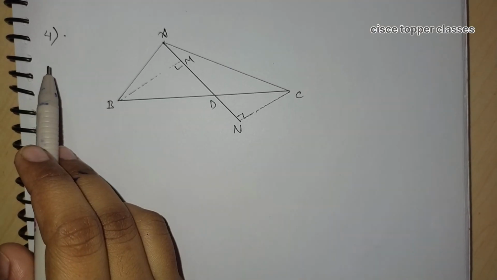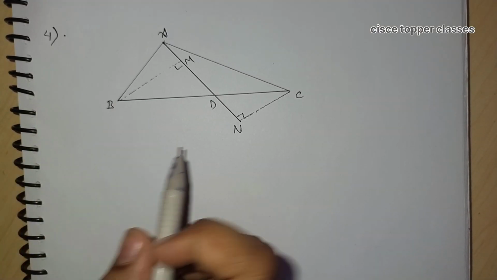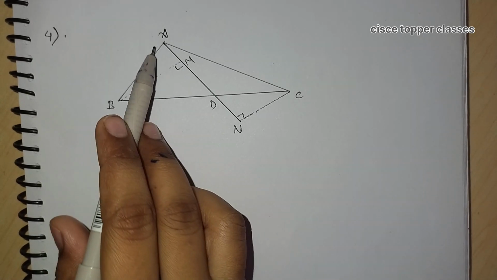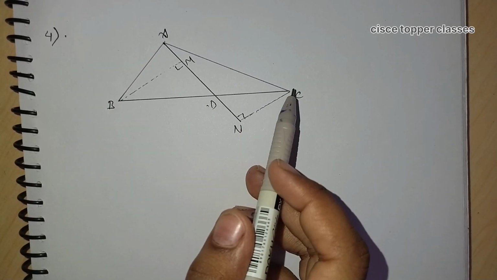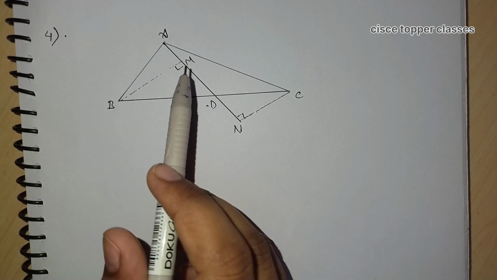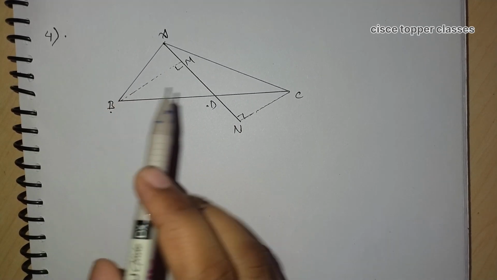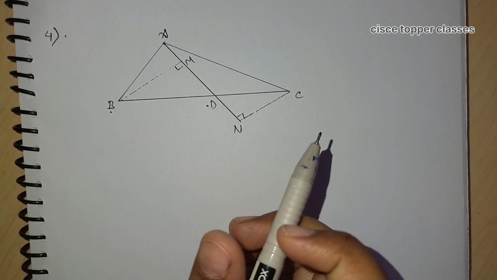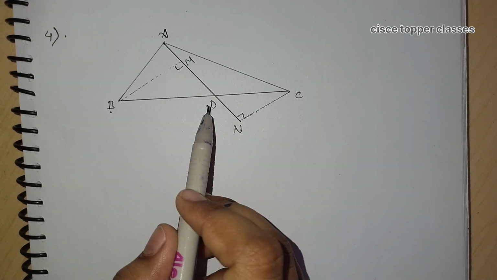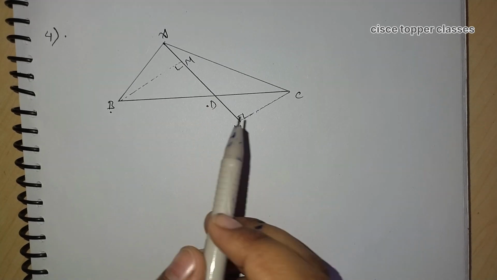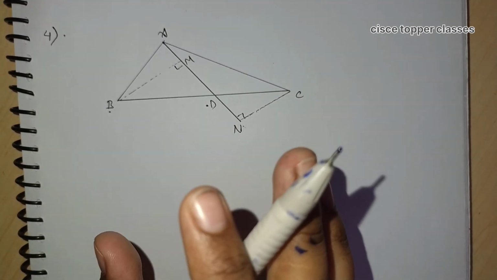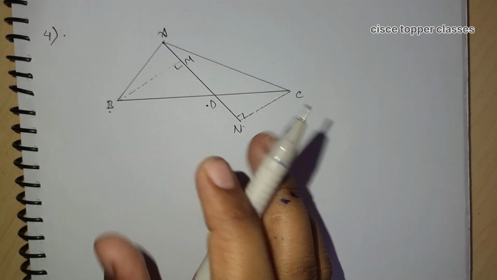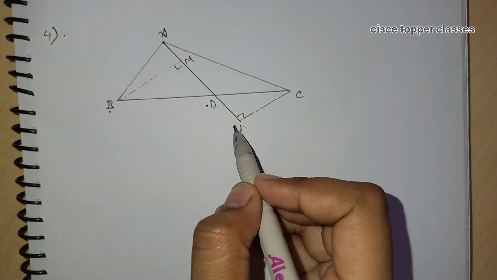Now let us solve the fourth question. It is given that in the adjoining figure, AD is the median of triangle ABC, and BM and CN are perpendiculars drawn from B and C respectively on AD and AD produced. Prove that BM is equal to CN.